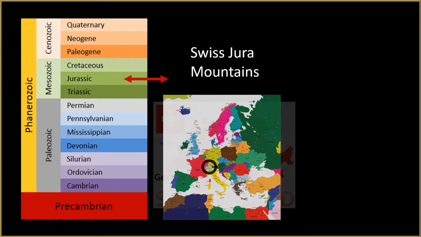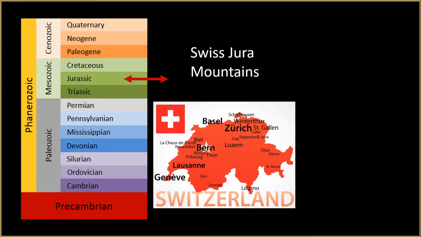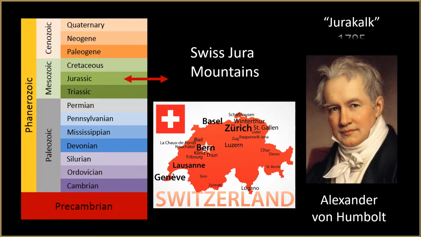The term Jurassic is directly related to the Swiss Jura Mountains. Alexander von Humboldt recognized the limestone-dominated rocks of the Swiss Jura Mountains as a separate formation and named it Jurakalk in 1795.